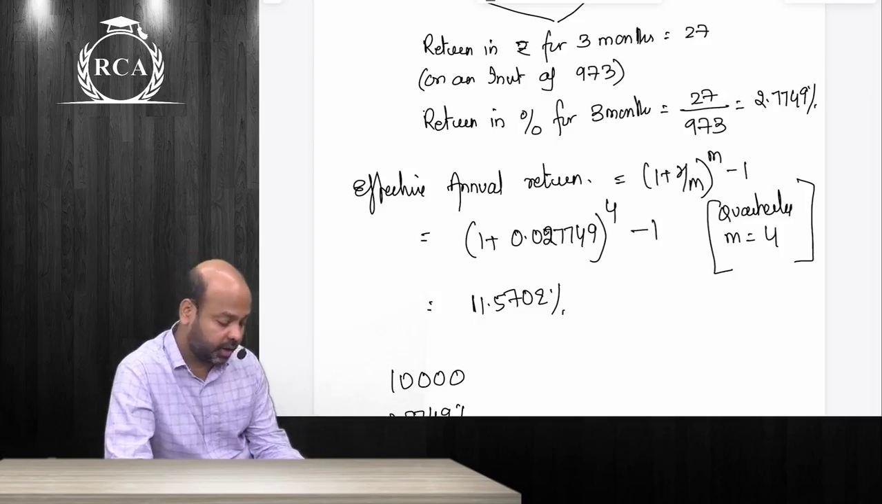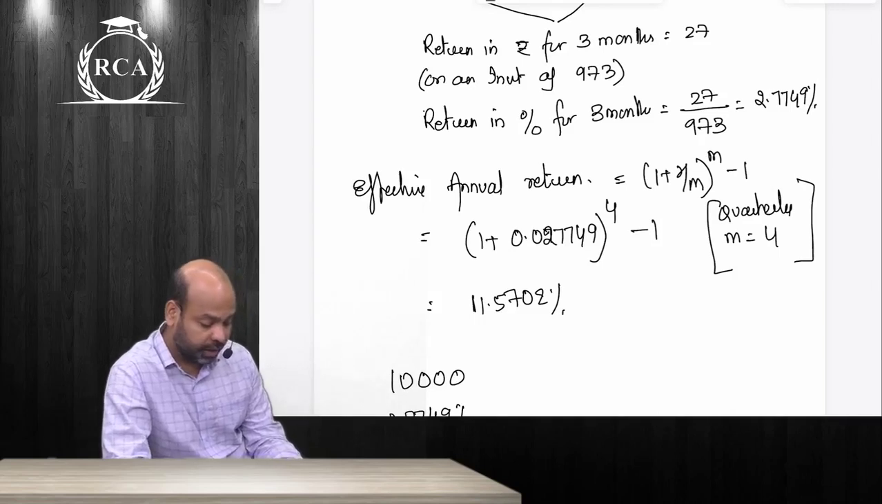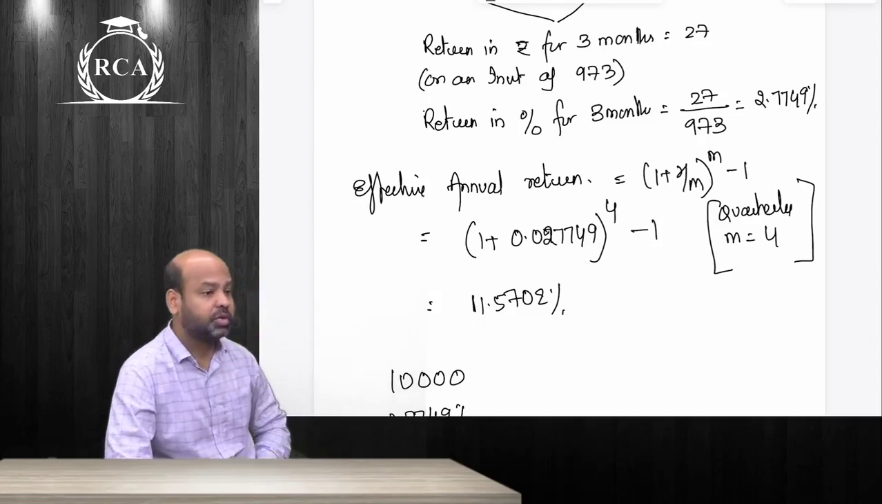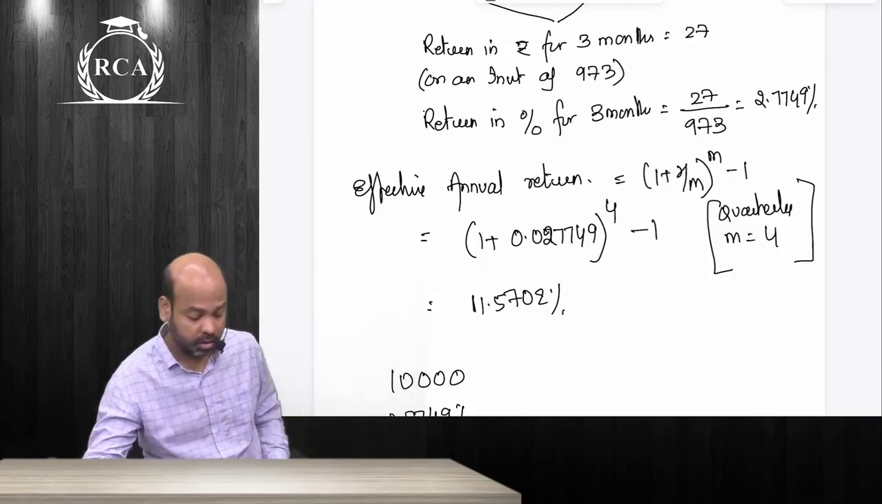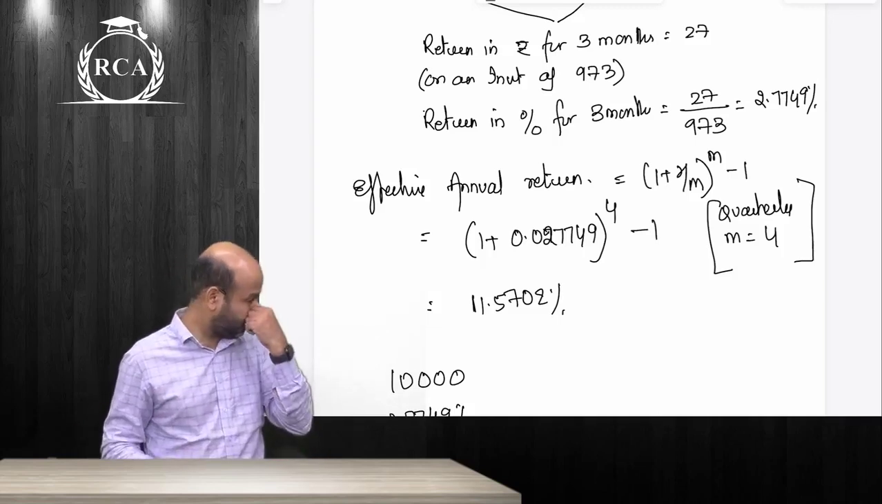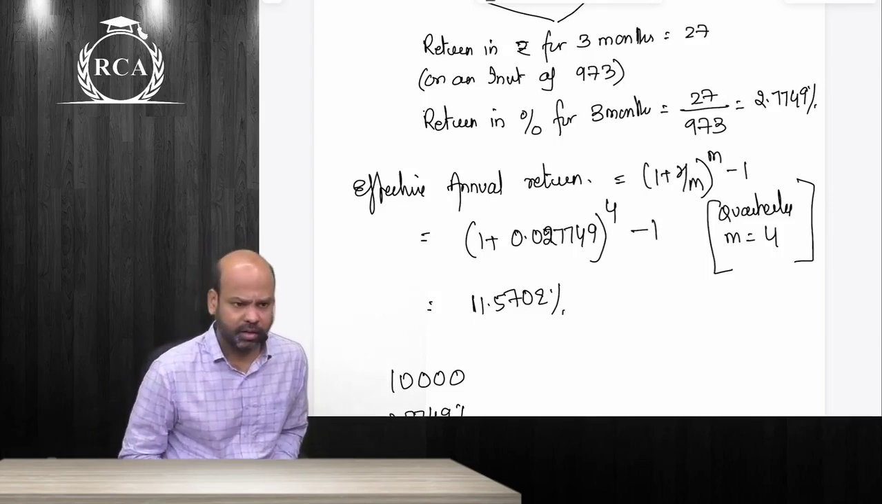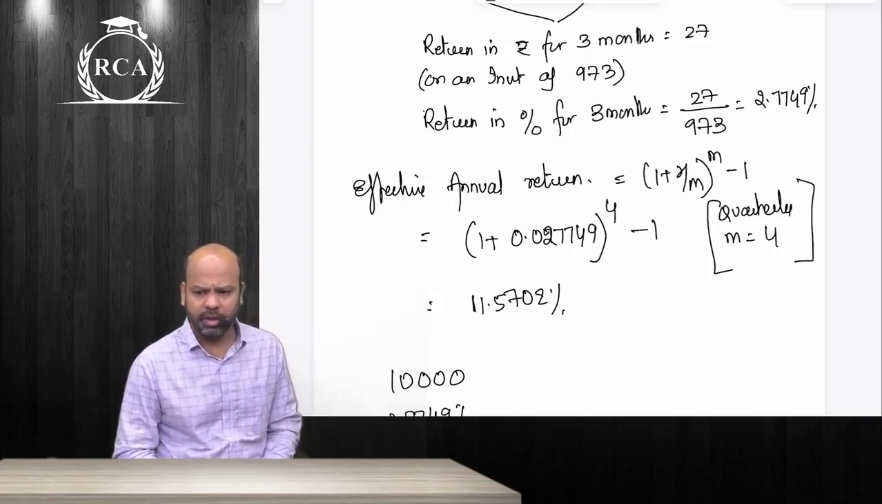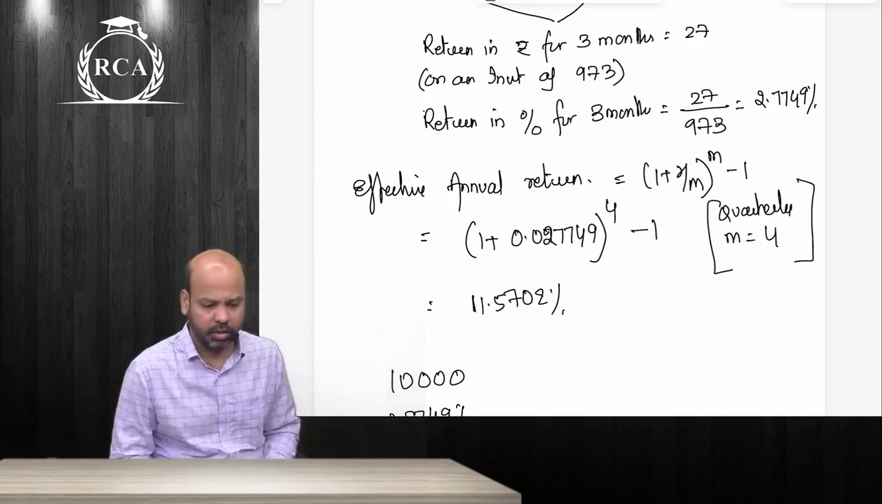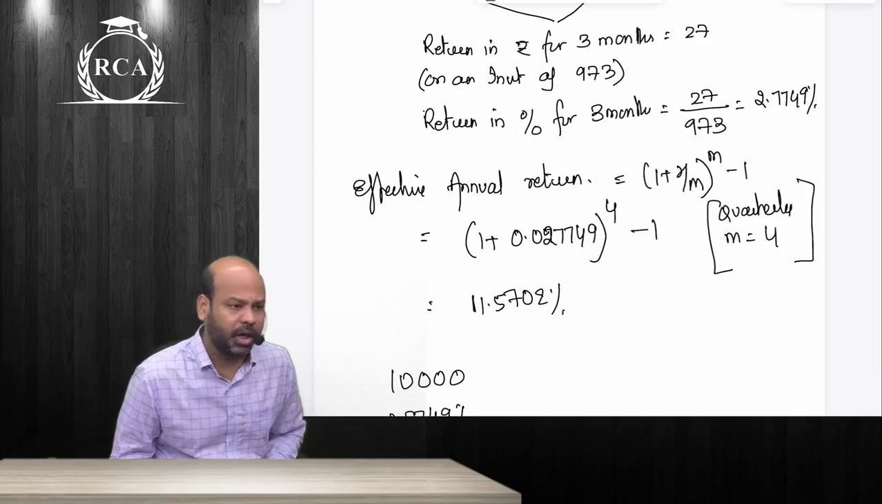Effective annual interest rate should be based on the actual return generated, which may or may not be equal to coupon rate.